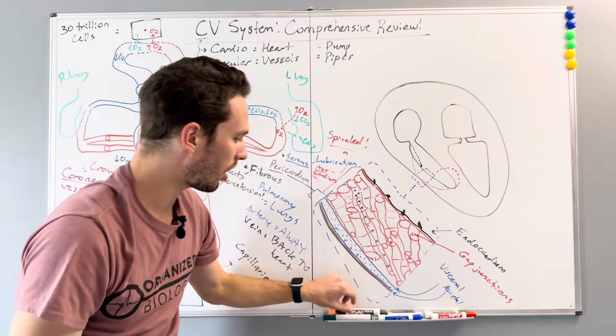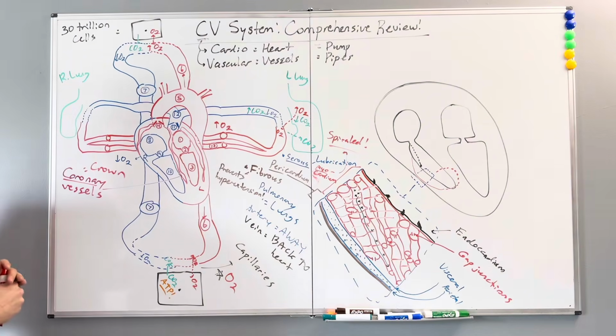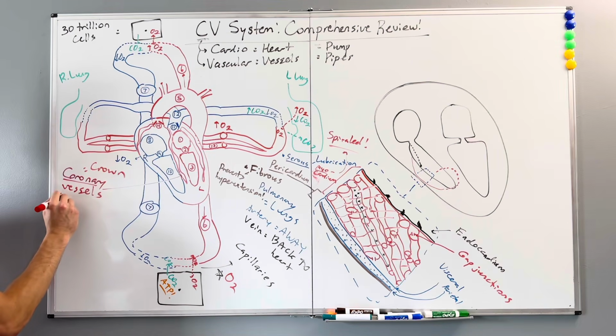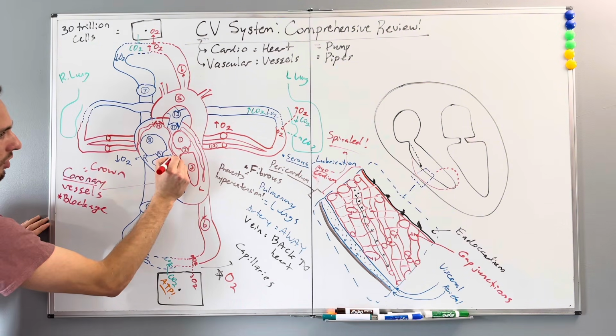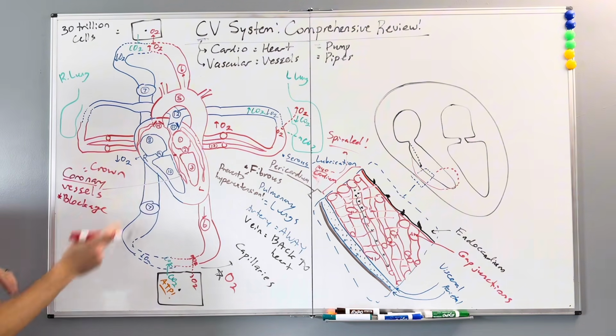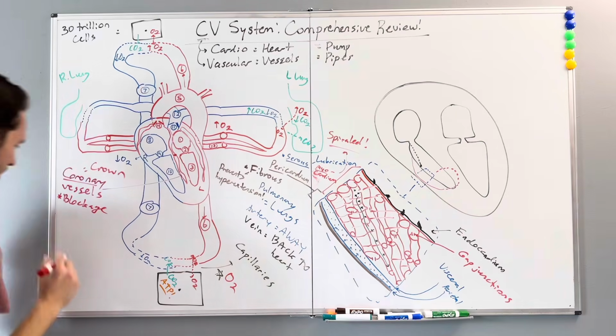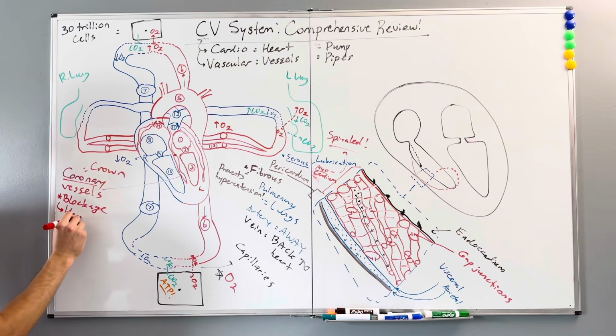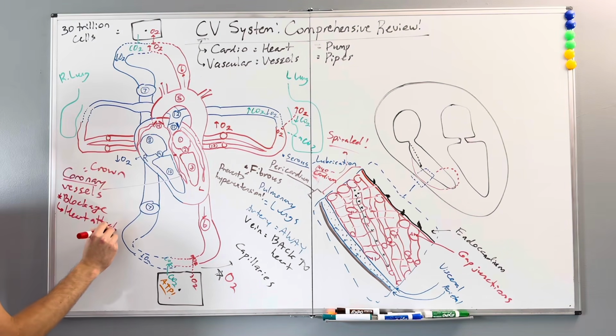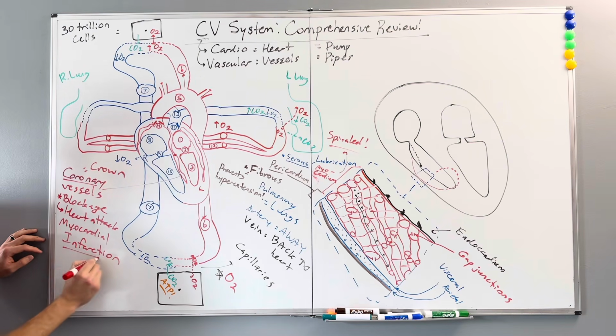So moving on from that, if you have a blockage of the coronary vessels, say we have a big old plaque that forms right there, if there is a full blockage there, this is what's called a heart attack. Fancy word for that is myocardial infarction. Myocardial referring to the heart muscle. So the heart muscle has an infarction, basically a blockage of blood flow.